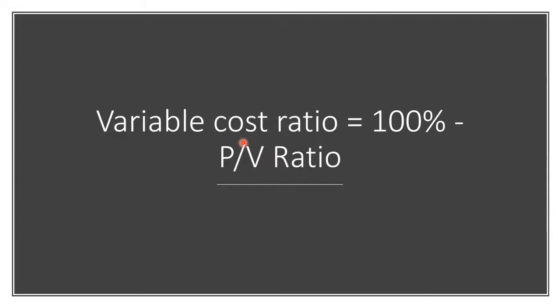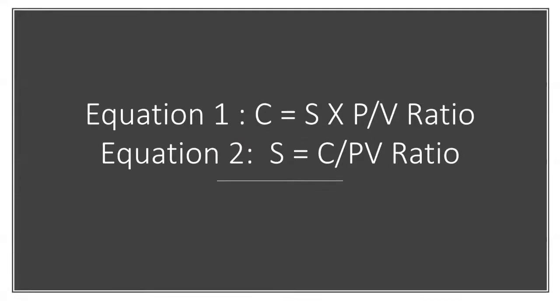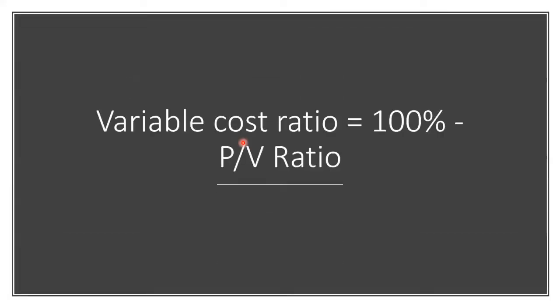divided by sales, right? So if PV ratio is contribution to sales, that's contribution divided by sales into 100 is PV ratio. Let's say in a given case, if PV ratio is 30%, that means the rest, 70%, is what? It's only variable cost. Contribution is sales minus variable cost. This is what is contribution.